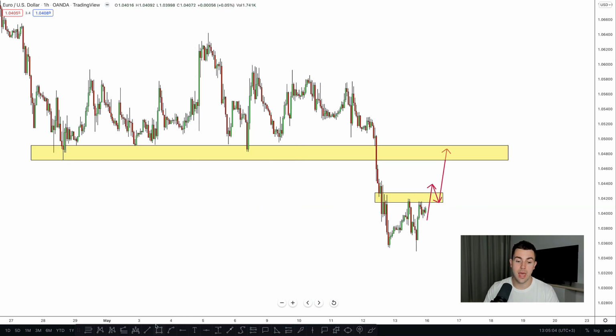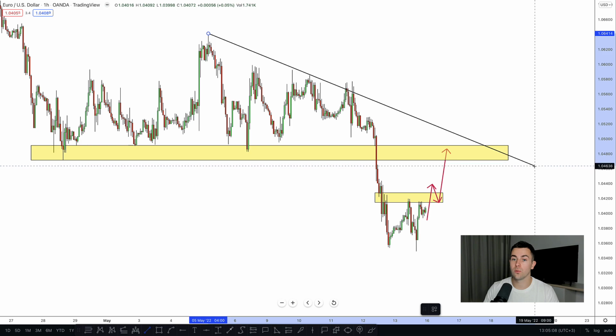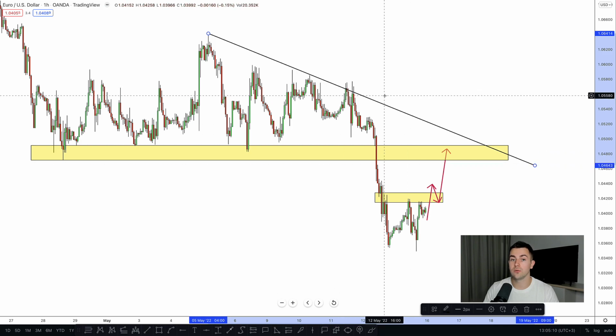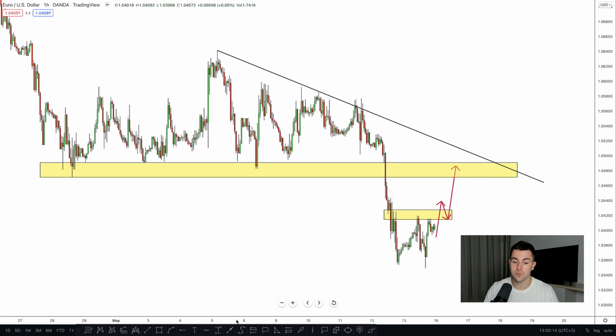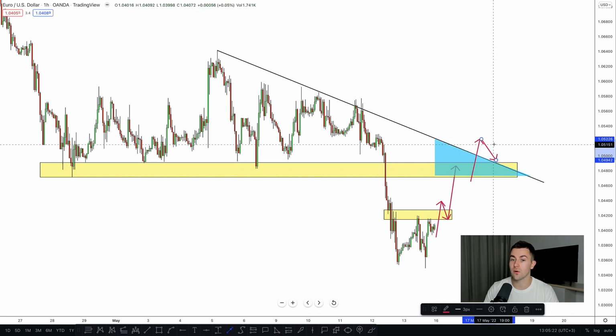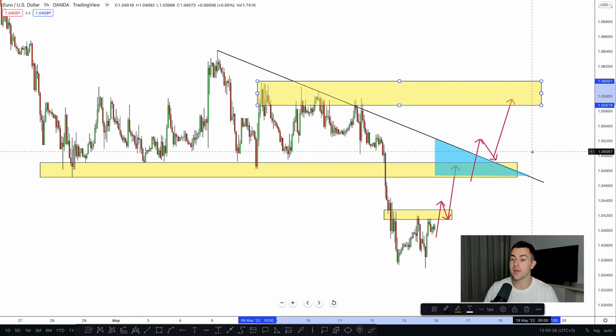Yes, and if the price breaks that to the upside, then we will most likely go to test that trend line. Yes, so be prepared, traders. Be prepared for the test of that zone. Yes, and if that zone is broken to the upside, then we go much higher to that resistance.